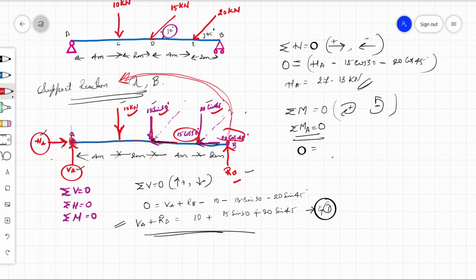So the RB's moment is RB, that is a force, into perpendicular distance. This is the perpendicular distance. That is 2 plus 4 is 6, 6 plus 2 is 8, 8 plus 4 is 12. RB into 12. What is left next? Each is a force into perpendicular distance.